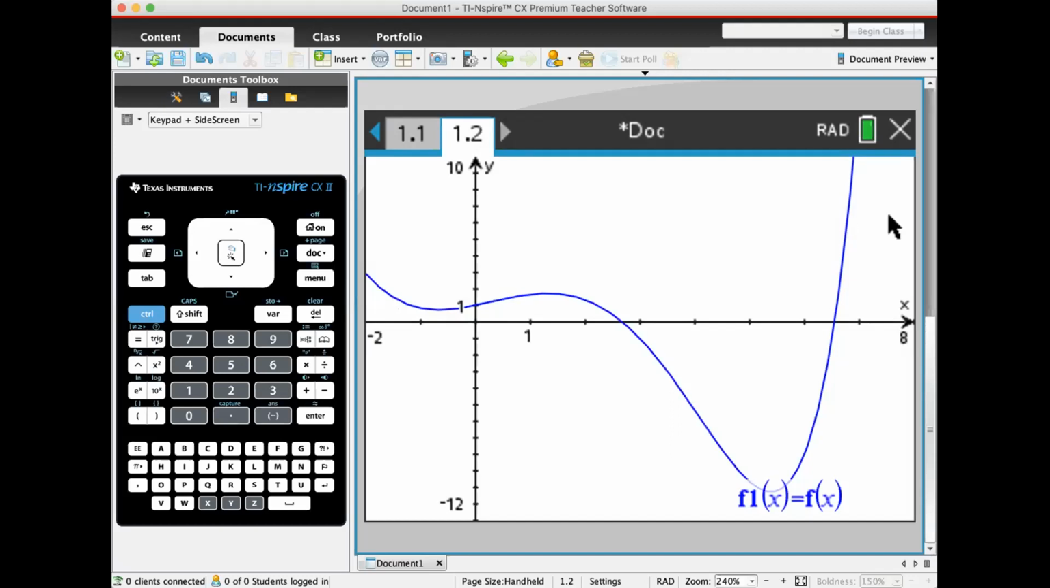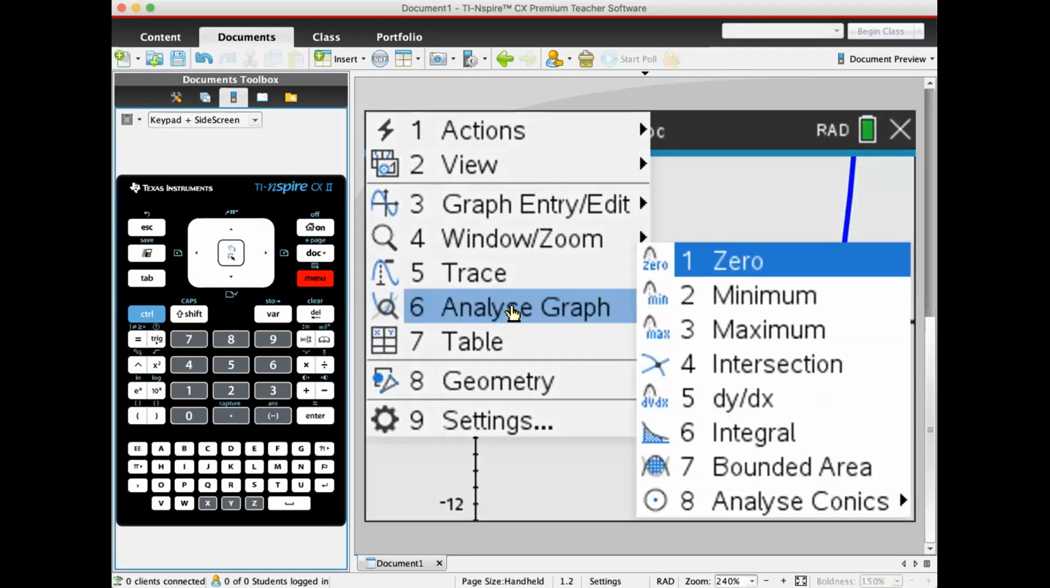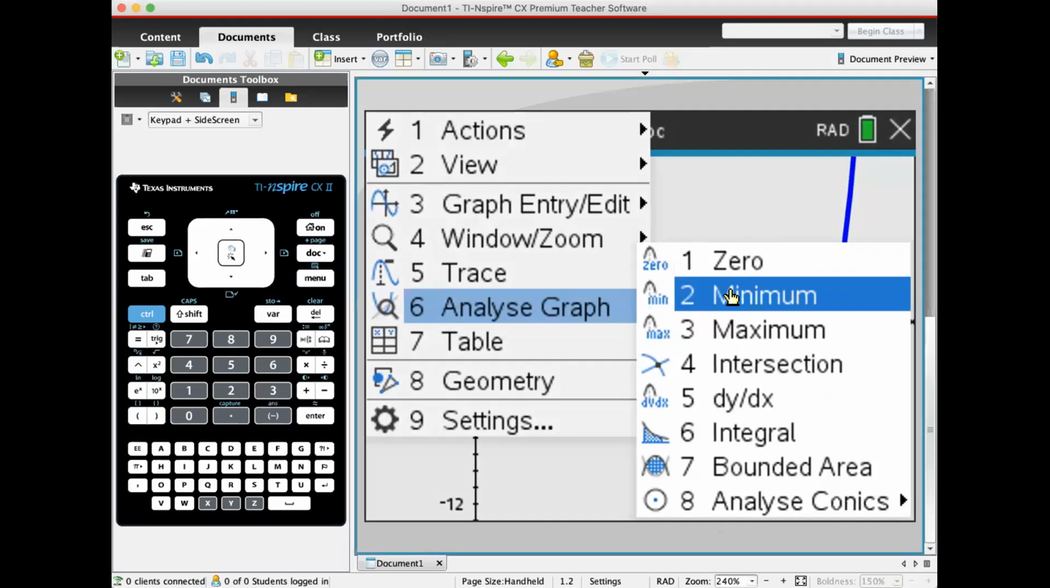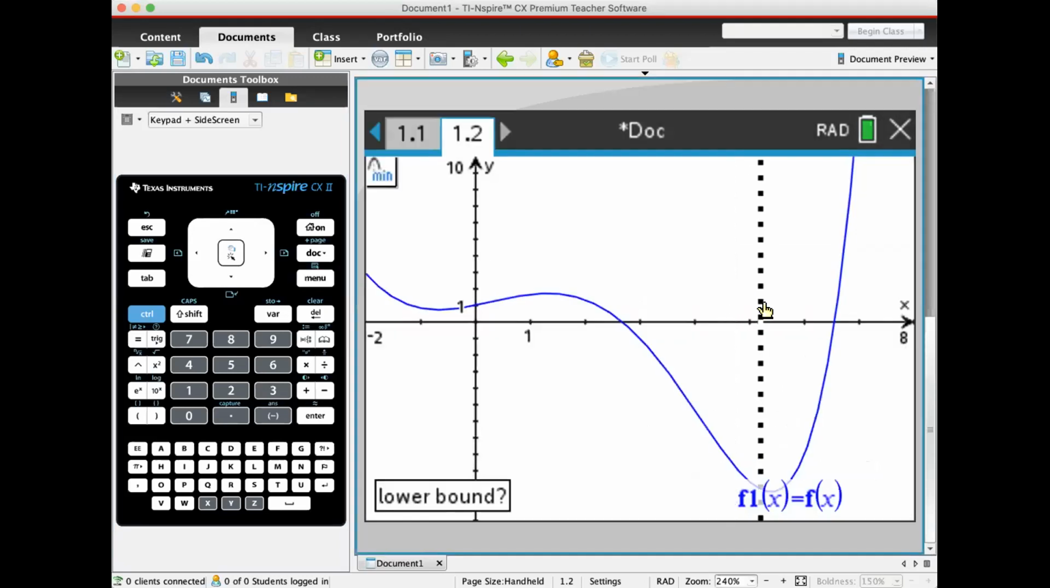There you've got the graph of the function, and basically you have to copy that down onto your paper. The second part of the question was to find the y coordinate of the minimum point. You go to the menu, analyze graph, and it says minimum point, maximum point, whatever you need.